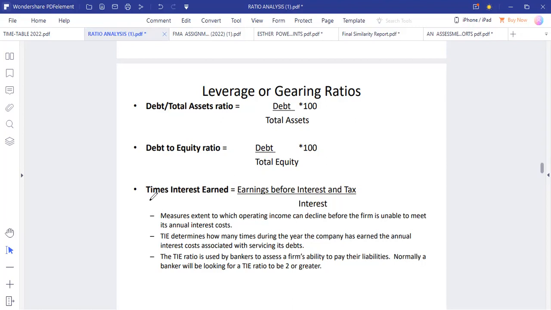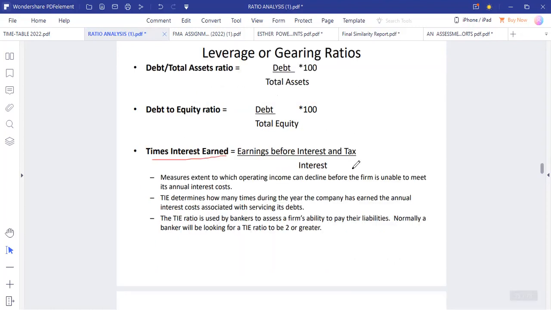We also have this important ratio, which is called the times interest earned. We will actually call it the TIE. It measures how many times in a year the company has earned the annual interest costs associated with servicing debt. It's actually used by most bankers to ascertain a firm's ability to pay their liabilities. Normally, bankers will look at an institution's TIE. It ought to be 2 or greater for them to be in the reliable bracket.